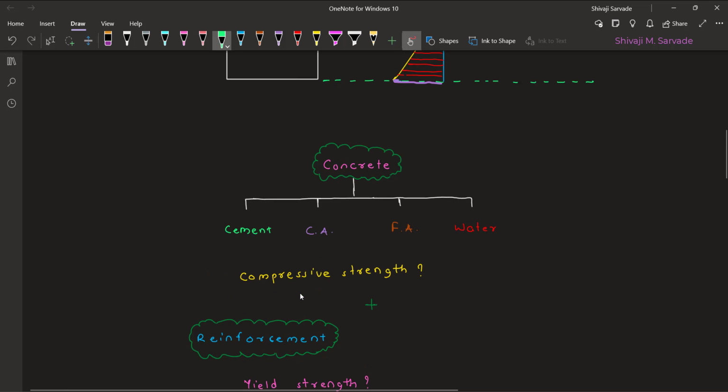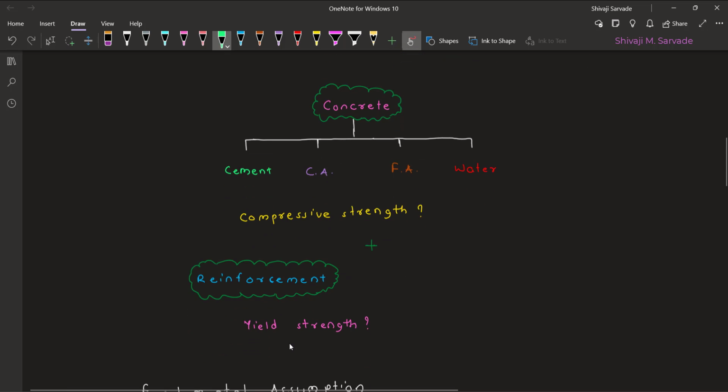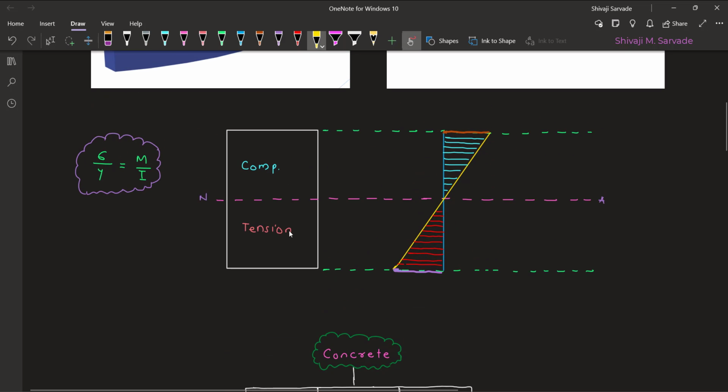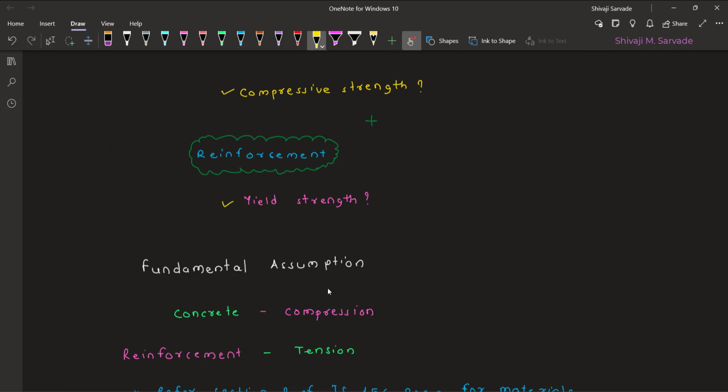And similarly we have reinforcement. At what strength this will yield is more important to us. If I know the compressive strength for concrete, and the yield strength for steel, I am capable of resisting these bending stresses. That is the key for making reinforced concrete. So there is a fundamental assumption that concrete will resist compression and reinforcement will resist tension.